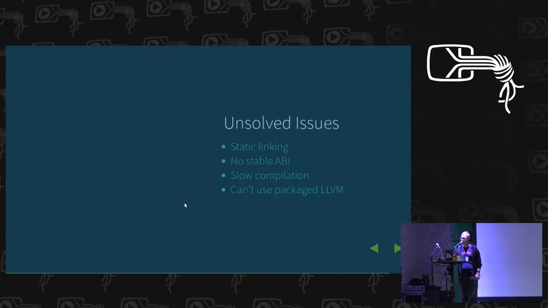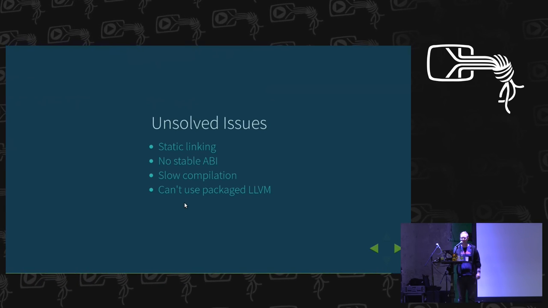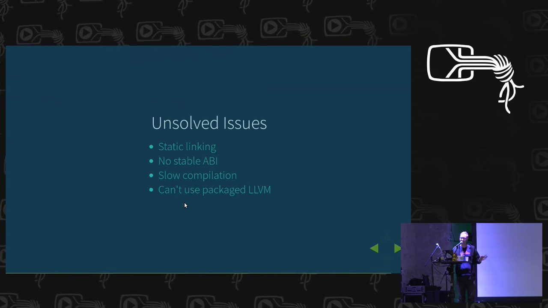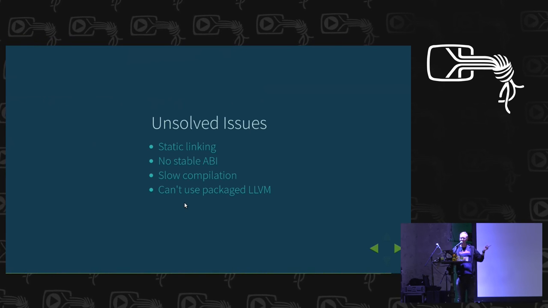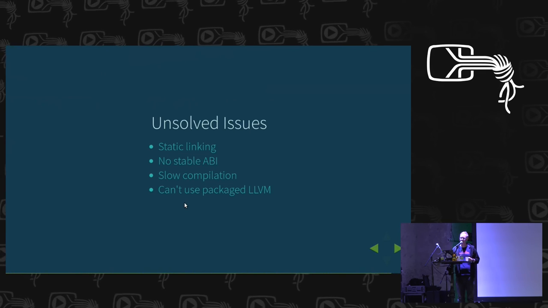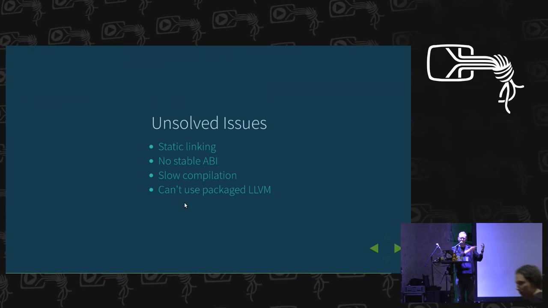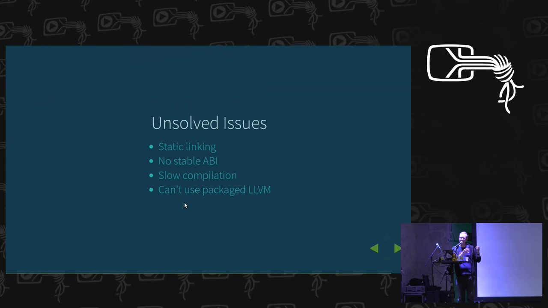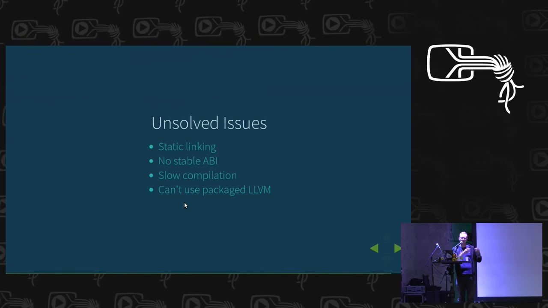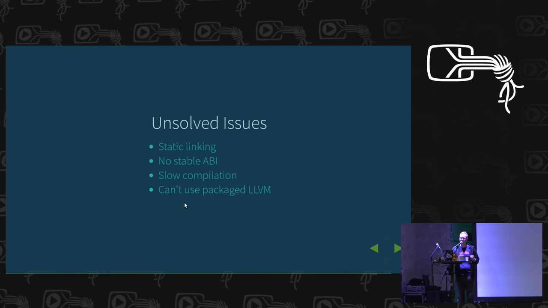So that's... then beyond this, there are a lot of unsolved issues with actually using Rust and getting it into SLE, for example. There is no stable ABI for Rust itself, which means that if you compile your Rust program with a certain version of the Rust compiler, that comes with a certain standard library. And if you update your Rust compiler, you have to recompile your program. Otherwise, it won't link correctly if you use dynamic linking.